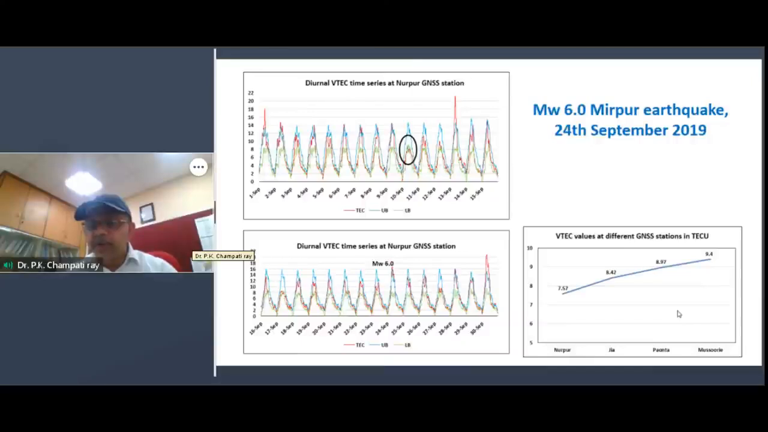Very interestingly, there was an event on 24th of September, a magnitude 6 Mirpur earthquake in Pakistan, and all our instruments detected an anomaly prior to that. This anomaly was very, very high at the location very close to the epicenter. And as you move away from the epicenter, the anomaly gradually decreases. That shows that the anomaly detected is actually related to the earthquake, and if you are able to detect this anomaly, you can actually tell about the forthcoming earthquake.